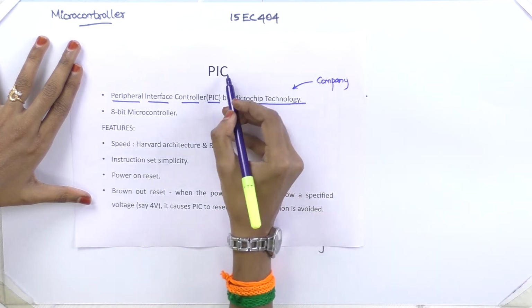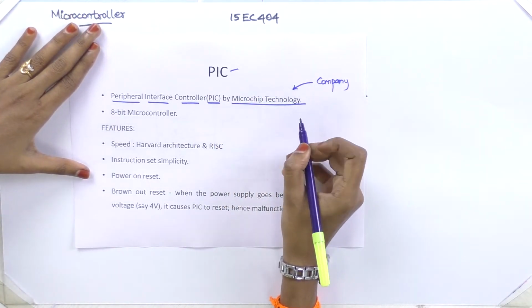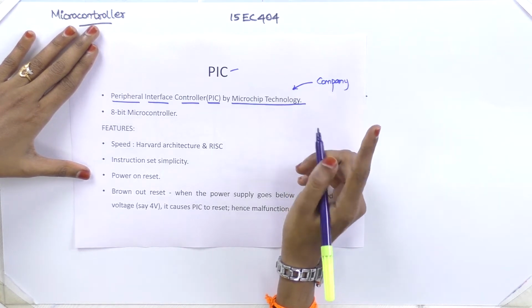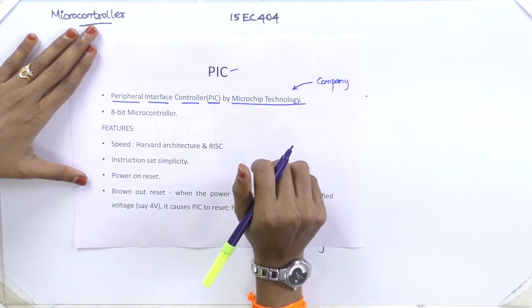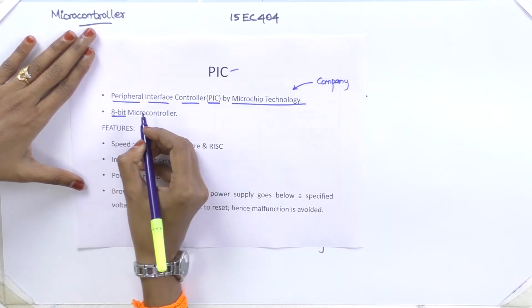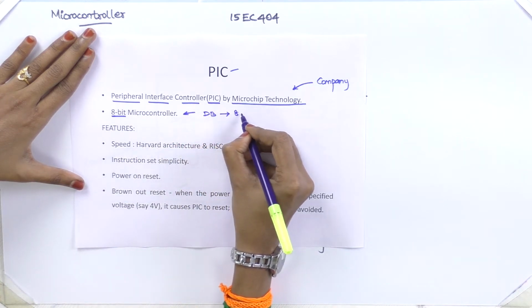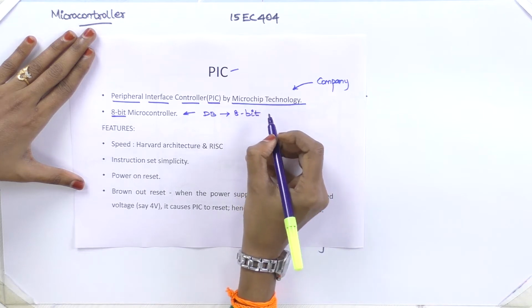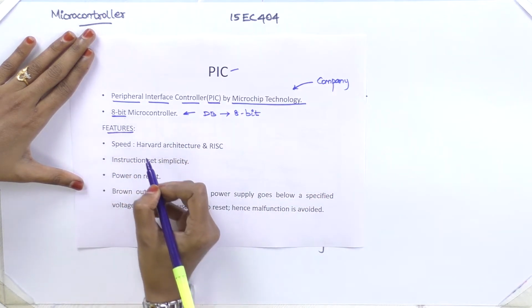This is the company that designed the PIC IC. Okay, so as you see, the 8085 and 8086 are the ICs designed by the Intel company. As of that, PIC is designed by Microchip Technology. Fine. So this is an 8-bit microcontroller, which means that its data bus is of 8 bits. It is capable of accessing data of 8 bits only. Okay, so next we will see the features of the PIC microcontroller.